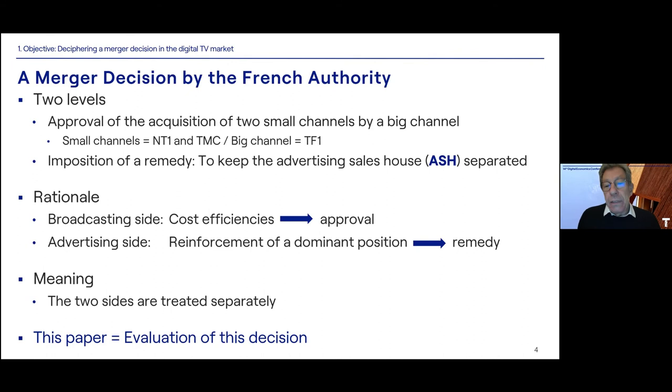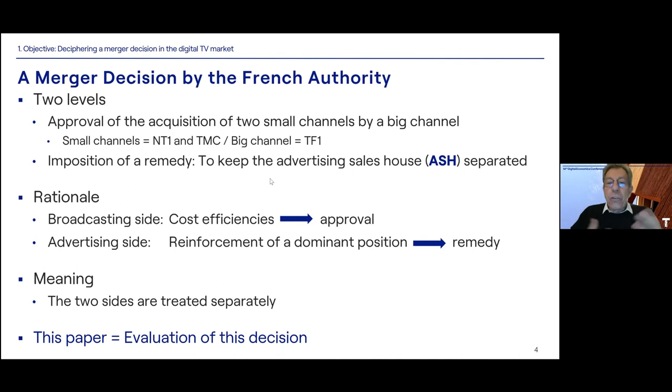So basically the rationale behind this decision is relatively straightforward. On the broadcasting side, there can be and there are cost efficiencies in the sense that the three channels are going to share the same catalog of videos, of TV shows. So that explains why the authority has approved the merger on this side. On the other side, if the authority had approved the merger of the advertising sales houses, it would have reinforced the dominant position of the biggest TV channel on the advertising market in France.